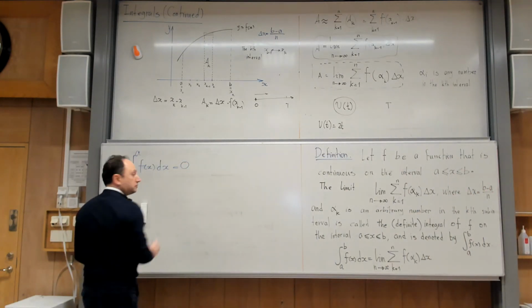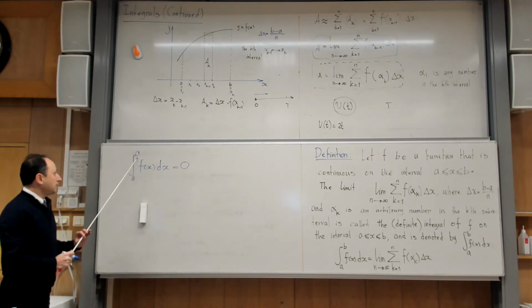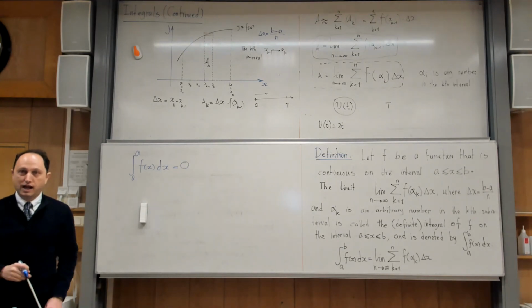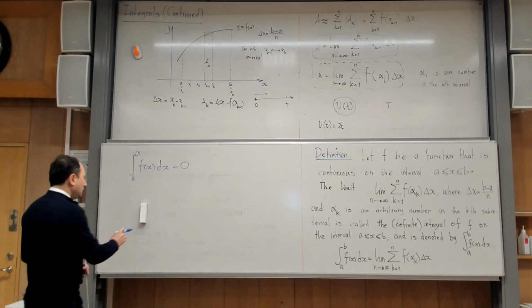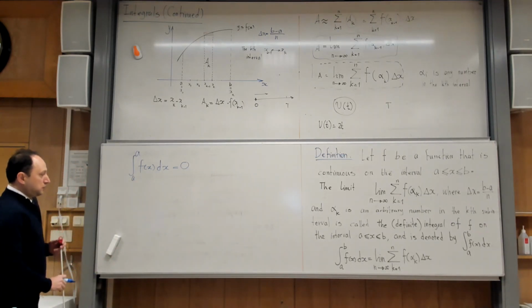It becomes 0. So remember, if you have a definite integral from a number to itself, the answer is always 0. You really don't need to calculate anything. Is that understandable? Okay.